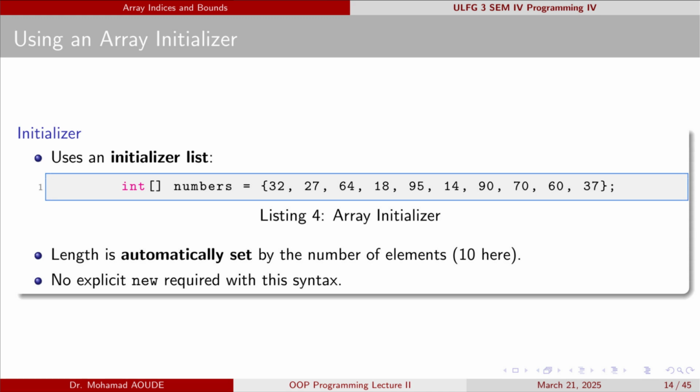Using an array initializer example. Here's an example: int[] numbers = {32, 27, 64, 18, 95, 14, 90, 70, 60, 37}. We didn't specify the array's size. C# automatically detects that there are 10 elements. Also notice, when using this syntax, you don't need the new keyword unless you want to be very explicit.